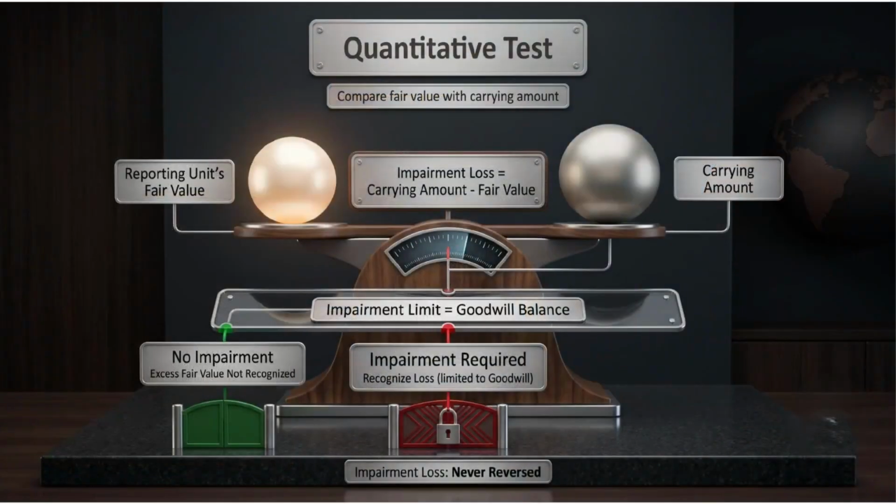When a quantitative test is required, the core comparison is straightforward. Compare the fair value of the reporting unit with its carrying amount. If fair value is higher, no impairment is recognized and the extra value is not recorded as a new asset. If carrying amount is higher, the impairment loss equals the excess of carrying amount over fair value, limited to the goodwill allocated to that reporting unit. So the formula is: impairment loss equals carrying amount minus fair value, subject to the goodwill ceiling. And once a goodwill impairment is recognized, it is not reversed in later periods.